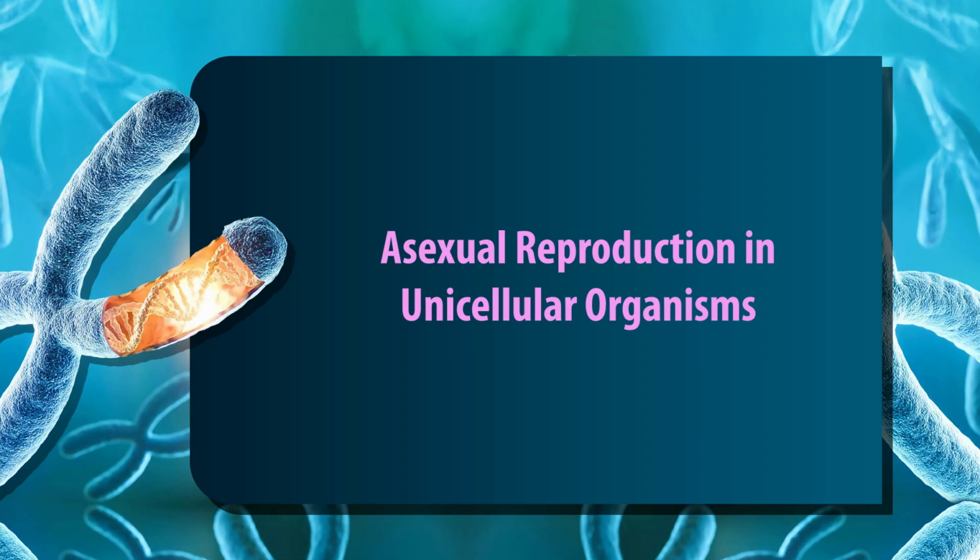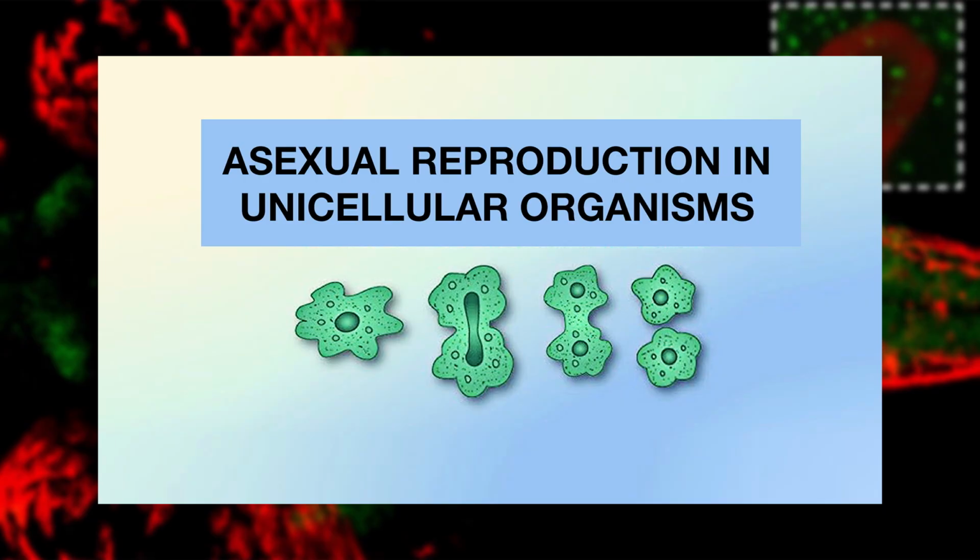Asexual reproduction in unicellular organisms. In organisms like yeast or amoeba, mitosis enables asexual reproduction, producing genetically identical offspring.